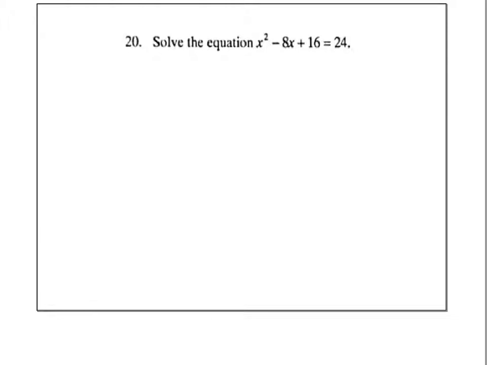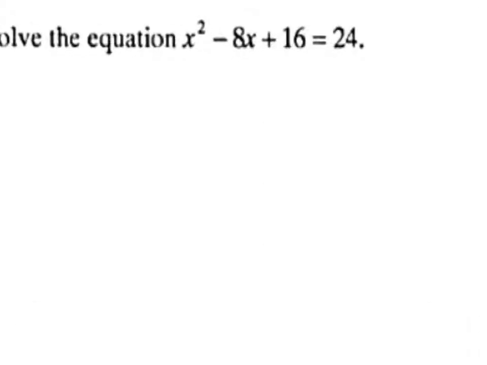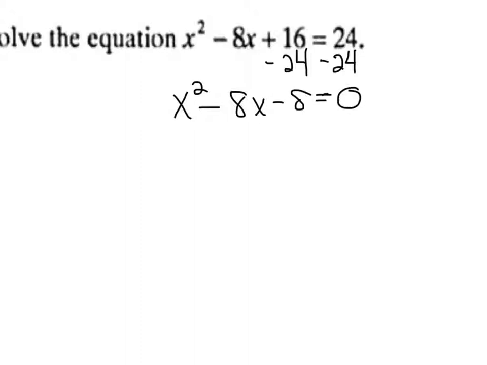Last question for the review is to solve the equation. Remember, solve, zeros, and roots are all the same thing. We're typically going to use the quadratic formula. The only problem here is that it's not equal to 0. It's equal to 24, so we have to take care of that. And we're going to take care of that by subtracting that 24. Well, we subtract it from its like term, in this case the 16. So now I have x squared minus 8x minus 8 equals 0, and we can start solving.